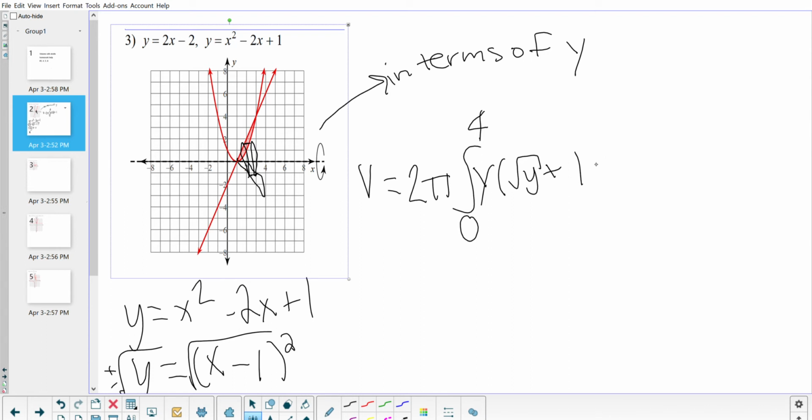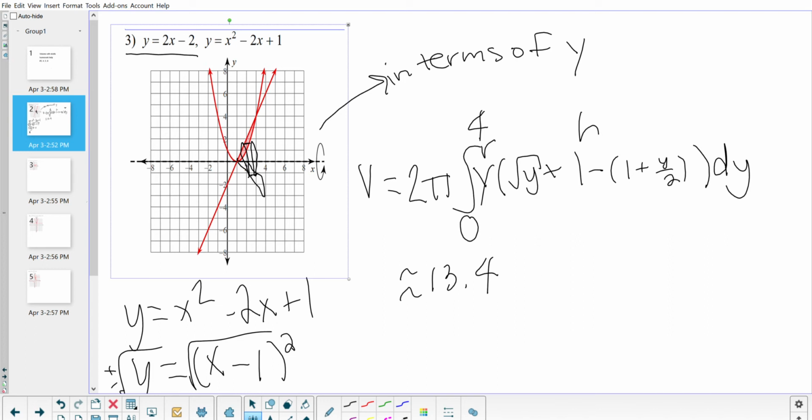minus the left function. Oh, I need to solve for that one too. That one's not so bad. You'd get 1 plus y over 2, and that would need to be in parentheses. That's just solving the line here to be in terms of y. And then, so 2 pi r h, and then times the thickness, which is dy. You plug that into your calculator, and I think I got 13.4. That's what you should be getting. Okay.